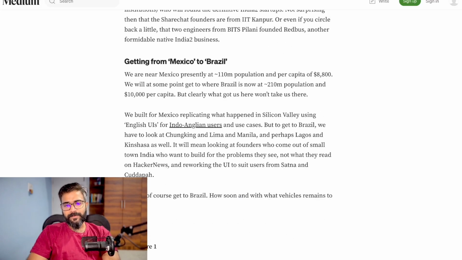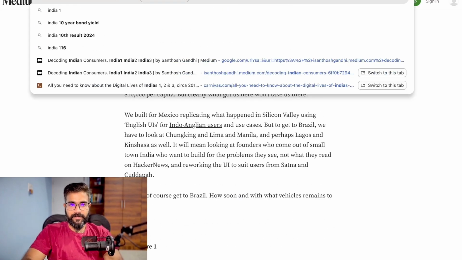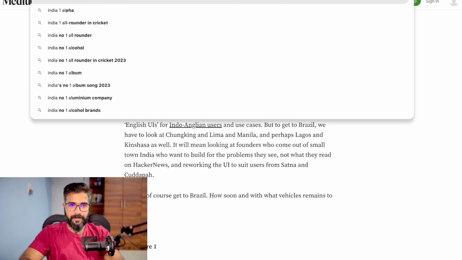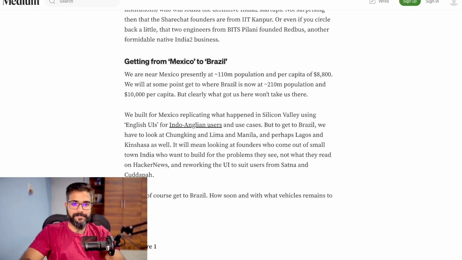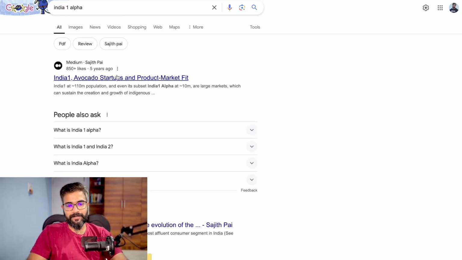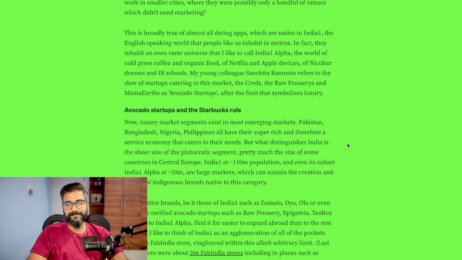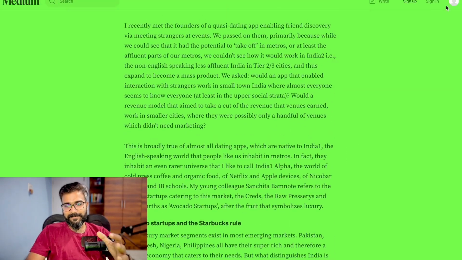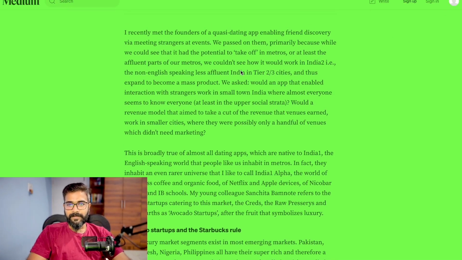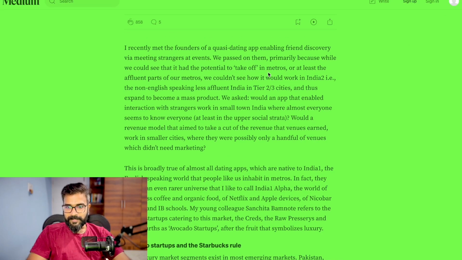And there is also something called India 1 Alpha, I'll say. This is the absolute top tier Indian, and they call them avocado startups. There was a term called avocado startups, because there is a set of startups that only target the most affluent of the country. So he talks about this, the metro, at least the affluent part of this.